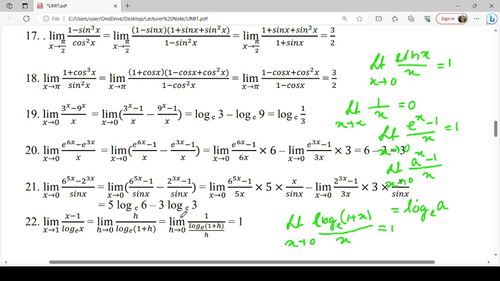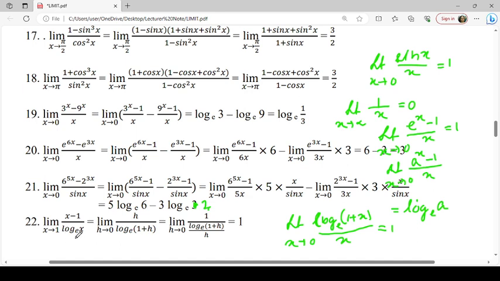This limit is 1, this is 3. This limit is 1. This is log of 2 to the base e, with 3 log of a. Sorry, this one is 2, not 3. A is 2 here, and this is 6 here. So this is 2, not 3. This value is 2. So it is 5 log 6 minus 3 log 2.